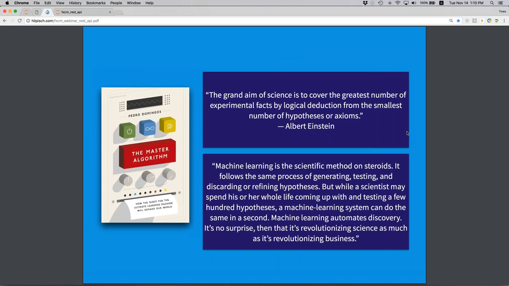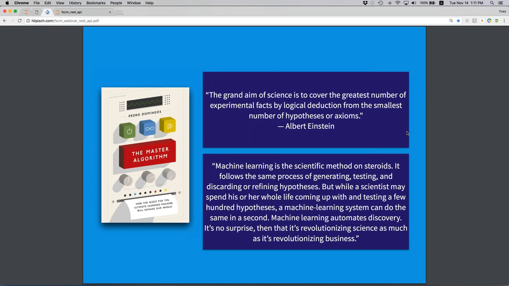And when we have a look at how history has evolved, here's a famous quote from Albert Einstein: "The grand aim of science is to cover the greatest number of experimental facts by logical deduction from the smallest number of hypotheses or axioms." So we can translate this easily to our discipline of trading, where we say, well, we see many, many things in the markets, but if we can identify things that happen over and over again, we might come up with a hypothesis, with kind of a, let's say, a technical indicator for this, we might be able to trade on this. But machine learning now is kind of, and this is what influences algorithmic trading considerably, a scientific method on steroids.